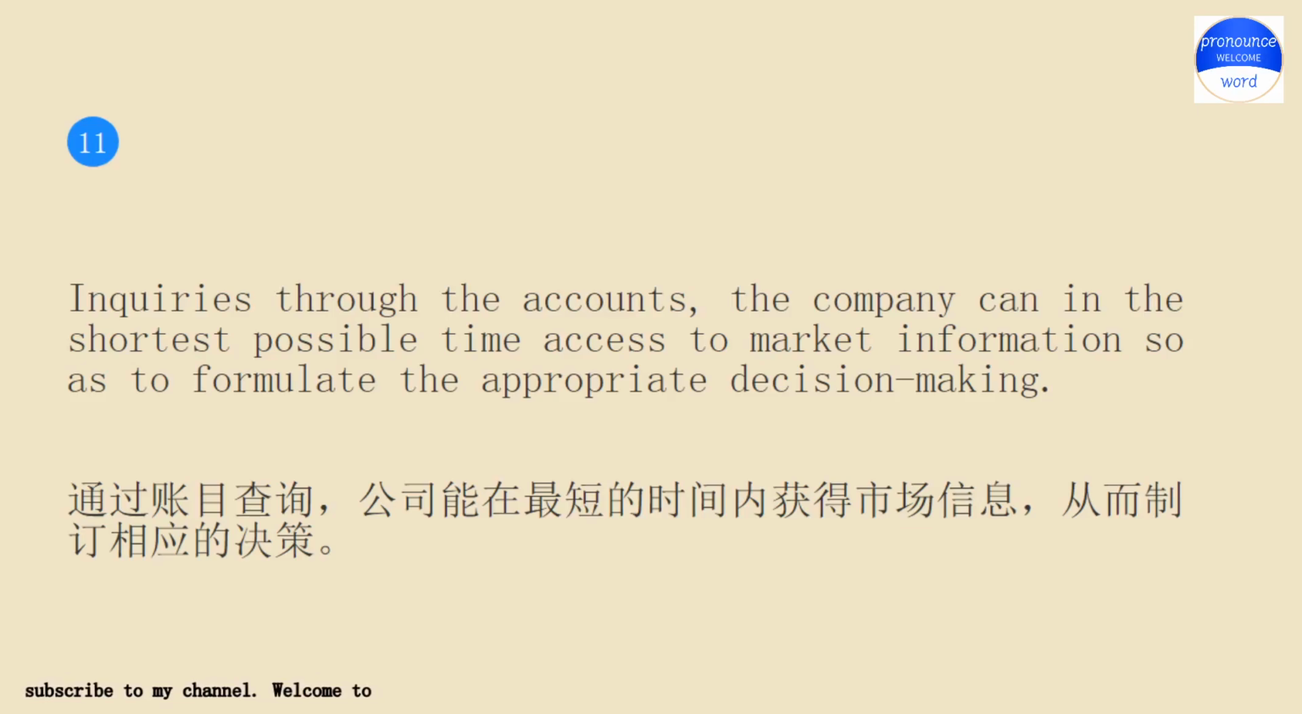Inquiries through the accounts. The company can, in the shortest possible time, access market information so as to formulate the appropriate decision making.